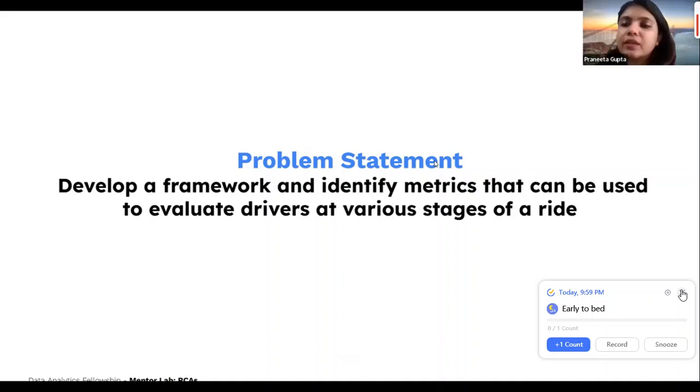Again, whatever rating the driver is giving to the customer is not an evaluation of the driver. So you have to look at it the other way around. What is the rating that the driver is getting from the customers? Okay. So I think your approach was right, Vansh.